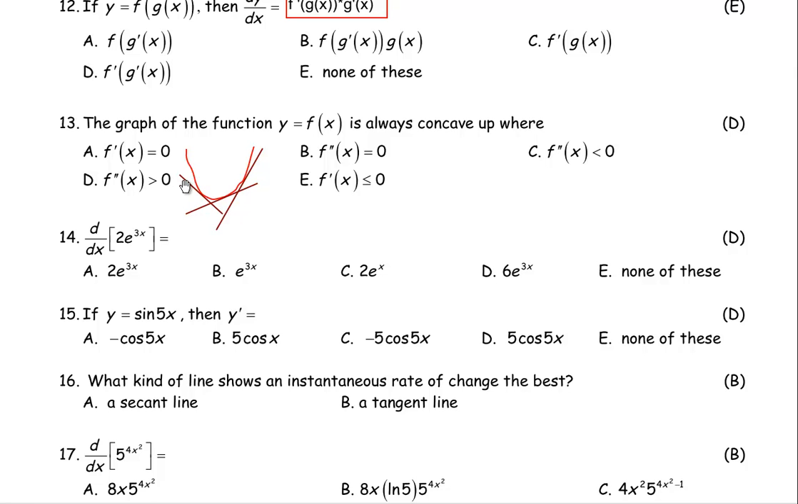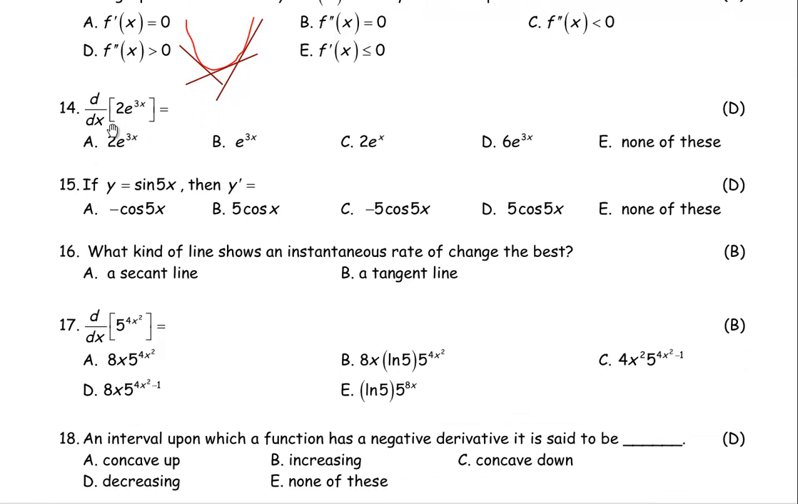So what's happening to the first derivative is going from negative through 0 right here to positive, and then an even larger positive number. So that's why the second derivative is greater than 0, because the first derivative is increasing. So that's why D is the correct answer for 13.